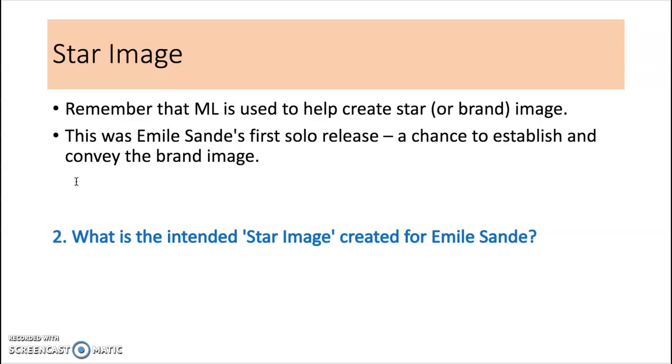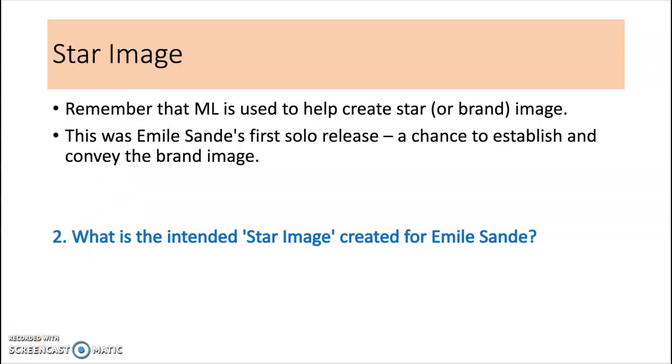So, second main question then that you can write down your notes on. What is the intended star image created for Emile Sande? You can do this now just in bullet points if you like. But how would you summarise what you think they intended? Okay, what they intended Emile Sande to appear as. How did they want us to think about her? Not necessarily what do you think, but what do you think was the intention? What did they want you to think or feel about her as a brand or as a star? Okay, so just try and write bullet point lists, as many as you can. Take 2 minutes, write them all down, and then pause and come back to me.